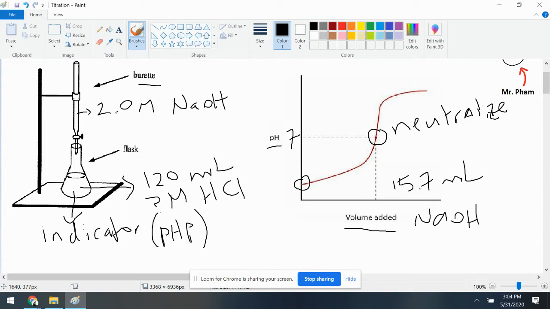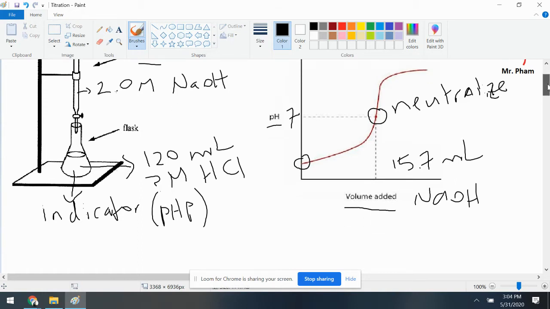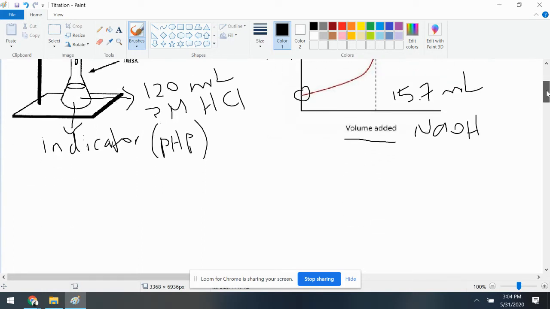And we already know how many mL of the hydrochloric acid we had at the beginning, 120. And we have our known concentration for that strong base, NaOH, which is 2.0 molar. So we can use all this information to help us figure out that unknown concentration. Before I show you how to do that, let's go ahead and set up an equation first.